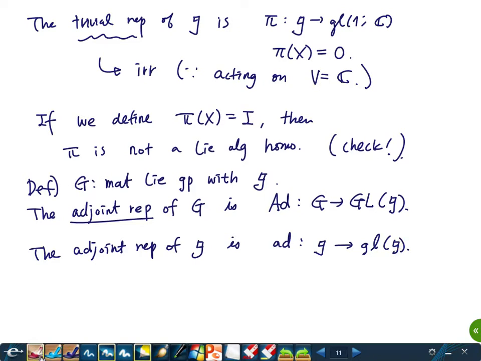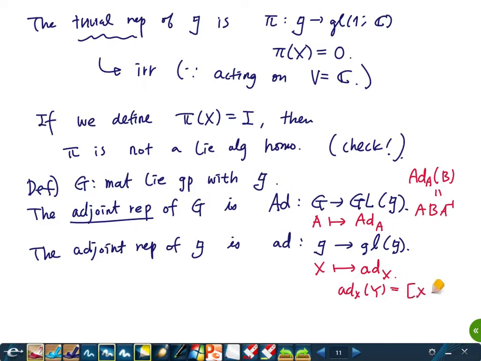Of course, here is the definition; this gets sent to Ad_A, right? I'm not sure if this is really a remainder. I think I should recall what this is. Ad_A of B equals what? It's a conjugation by A, so it's A B A inverse, and here ad_X of Y is defined to be [X, Y]. So that's how we define these adjoint maps.